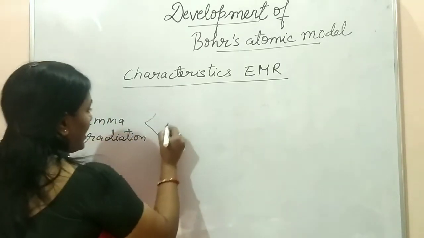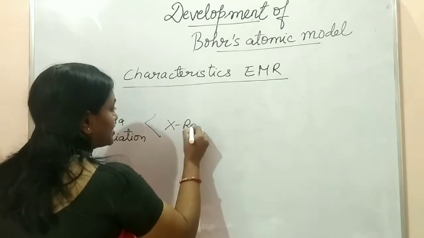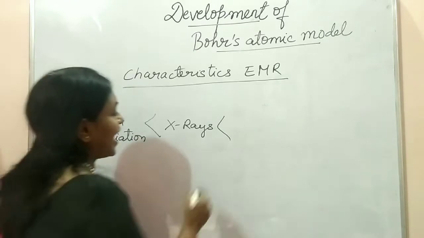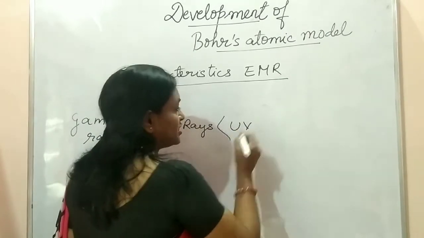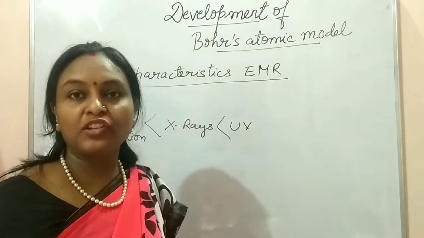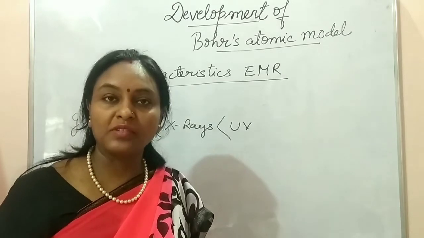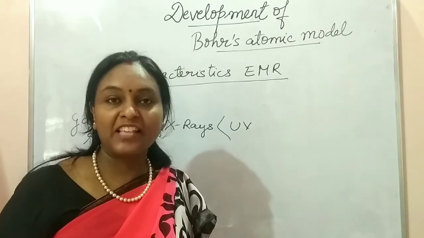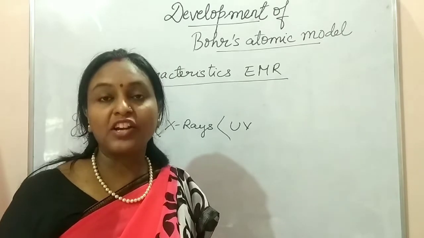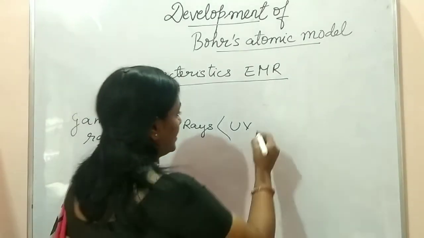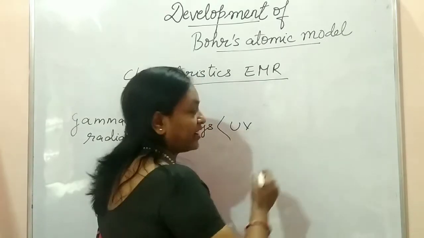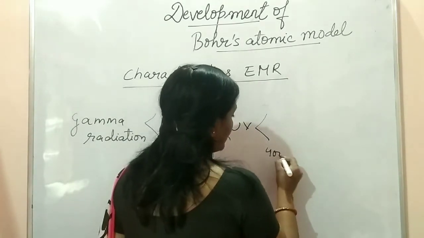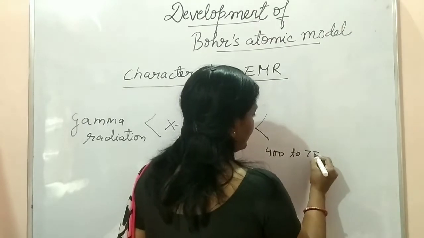And then we have X-rays. You already know about X-rays. After X-rays, we have ultraviolet radiations, and ultraviolet radiations are also emitted from the sun, and are also used for sterilization of surgical equipment. And after ultraviolet radiations, we have wavelengths ranging from 400 to 750 nanometers.